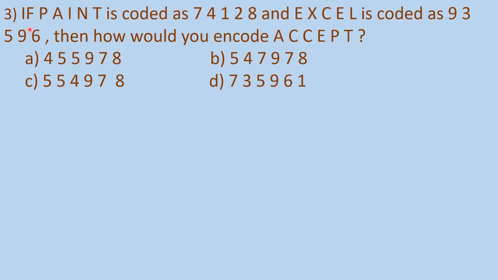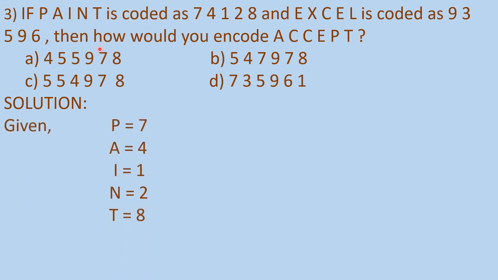Now in question number 3, if PAINT is coded as 74128 and EXCEL is coded as 93596, then how would you encode ACCEPT? And our options are: in A, 455978; B, 547978; C, 554978; and in D, 735961. So first of all we will see what is given to us.